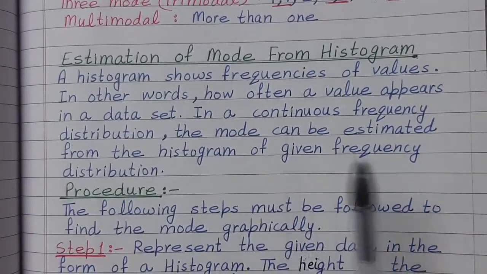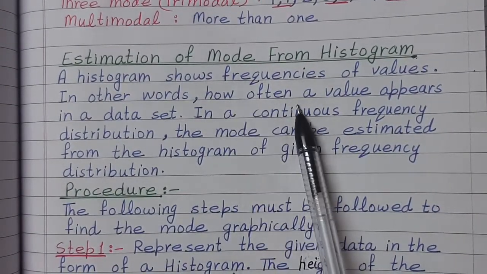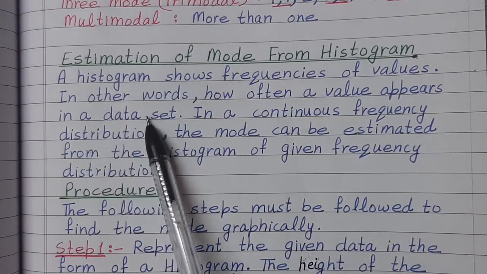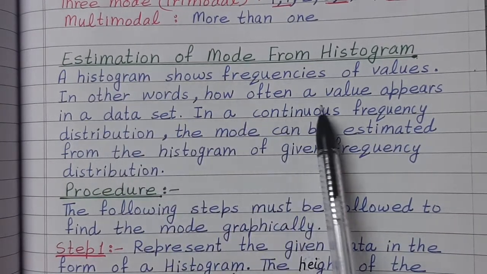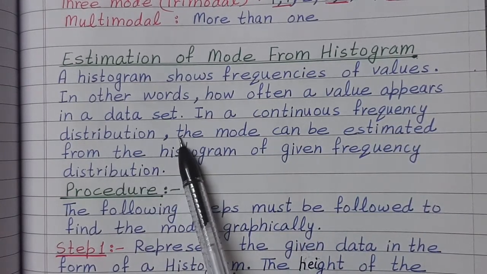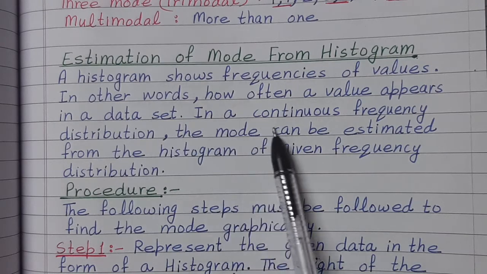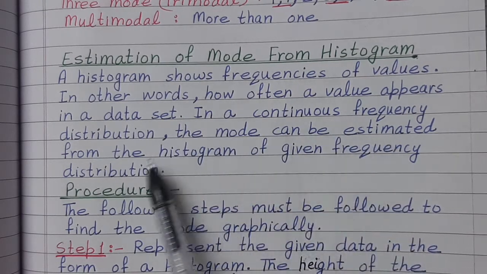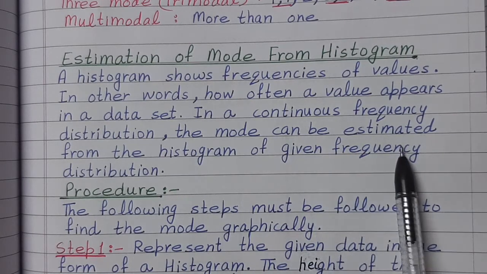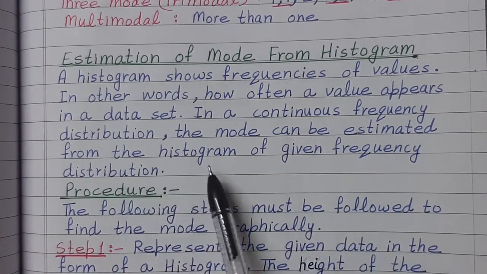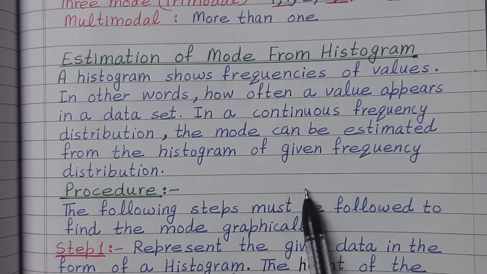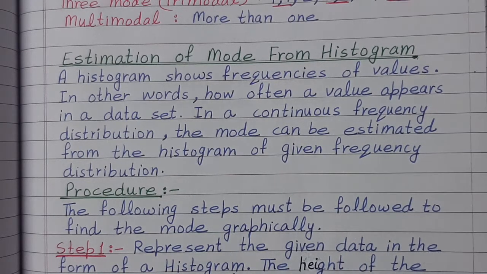Now, estimation of mode from histogram. A histogram shows frequencies of values. In other words, how often a value appears in a data set. In a continuous frequency distribution, the mode can be estimated from the histogram of the given frequency distribution. Now let us see the procedure.